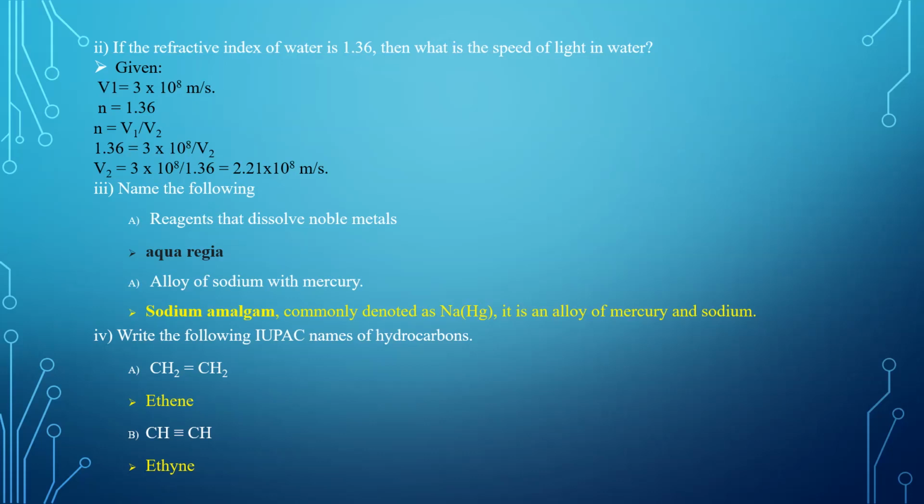Now see, write the IUPAC name of the hydrocarbons. See, student, A is CH2=CH2. Whenever there is a single bond, it is CH3-CH3, that is ethane. But here a double bond is given. So what is it, student? It is ethene. And below, a triple bond is given. So CH≡CH.